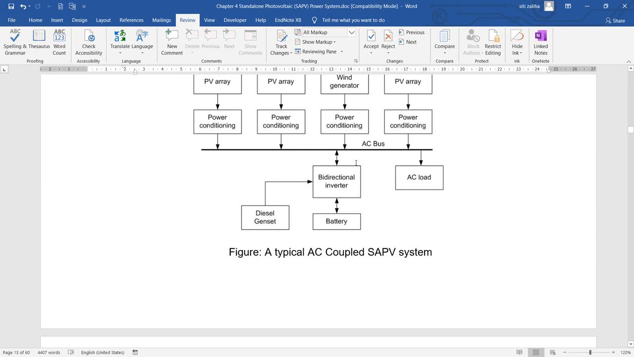Here we have a bidirectional converter or bidirectional inverter. From the AC bus, AC will be converted into DC to charge the battery. This one we also call a charge controller. We call it bidirectional because other than AC to DC, it can also convert DC to AC, so the diesel genset is used to charge the battery, and this diesel genset can also be used to supply the AC load through the AC bus.